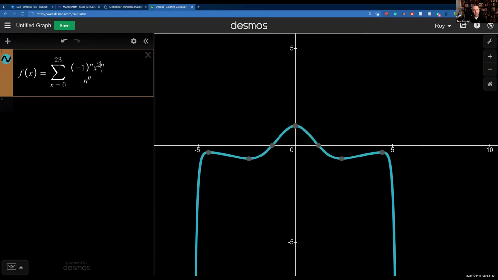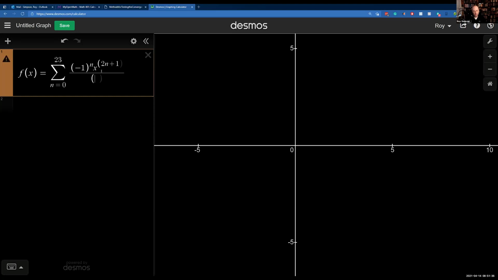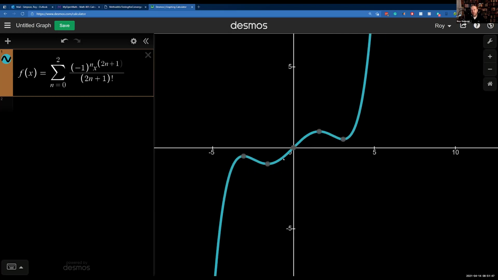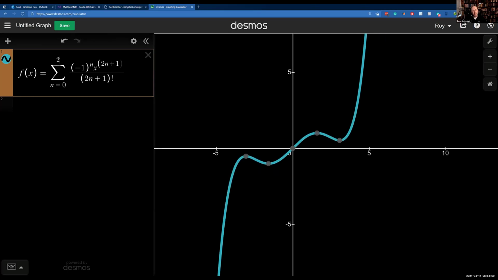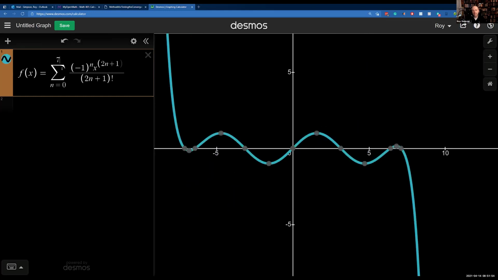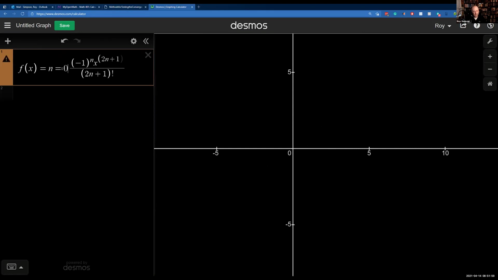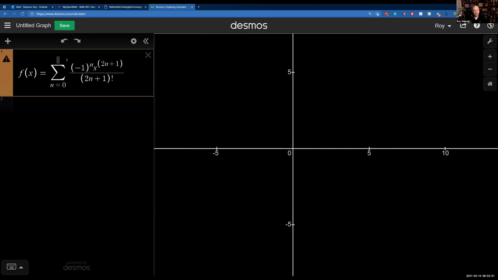I need to put the plus in the numerator or in the exponent. So we'll put the plus here, plus 1. And I'll divide it by 2n plus 1 factorial. All right, so you see this. Now, if I start to increase this, 3, 4, 5, 6, 7, 8, 9, 10, oops, 10. I undo 10. Put 10 in here.